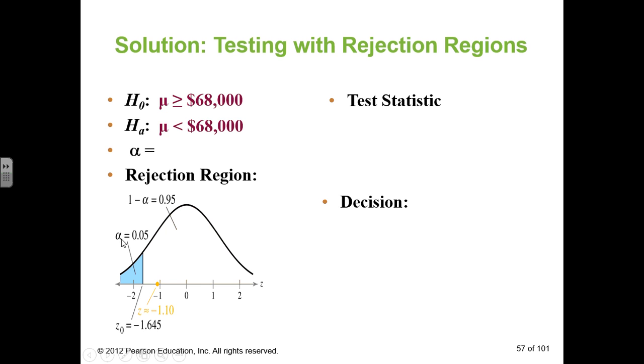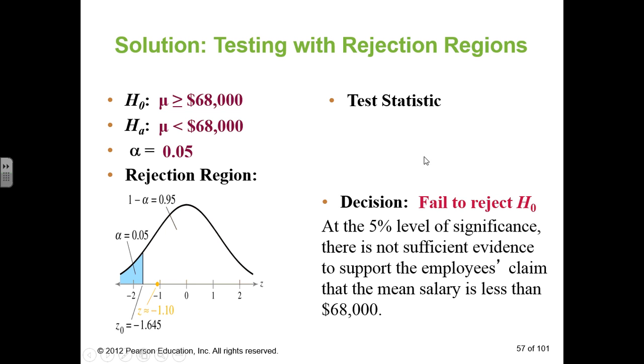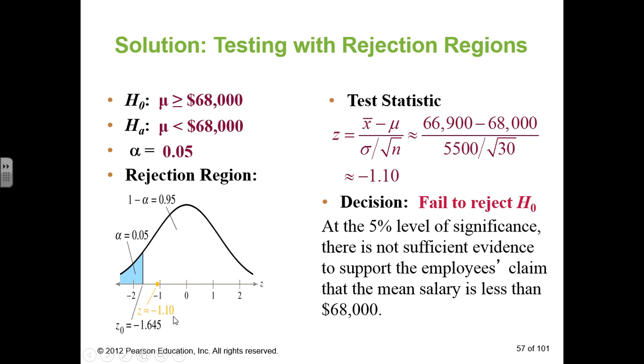Since our significance level is 0.05 and it is a left-tail test, then 0.05 is down here. We look up 0.05 in the body of the standard normal table and we find that the critical value is negative 1.645. We calculate the test statistic, which is negative 1.10. Negative 1.10 is over here somewhere. It is not in the rejection region. This is our rejection region. It's not in the rejection region, so we fail to reject the null hypothesis. So at the 5% significance level, there is not enough evidence to support the employee's claim that the mean salary is less than $68,000.